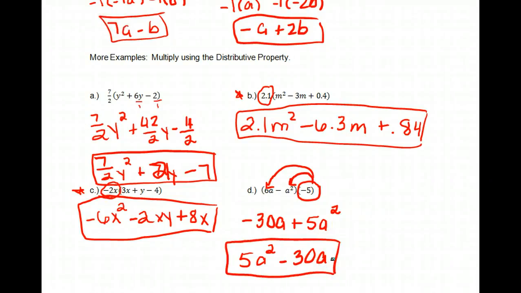If you left it as negative 30a plus 5a squared, it probably would not be wrong. It's just not good algebra. Okay? You should always rearrange the terms so that they are in descending order according to those exponents.